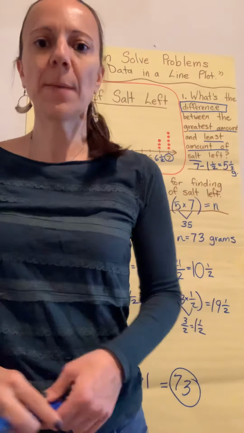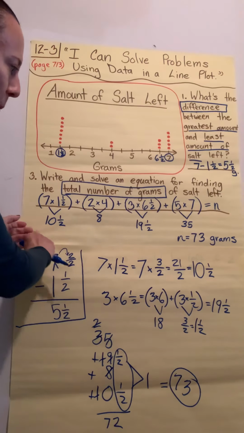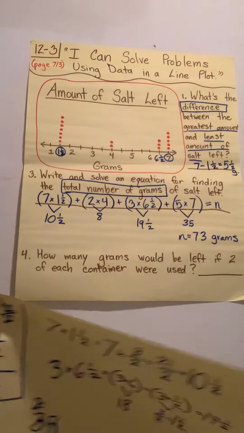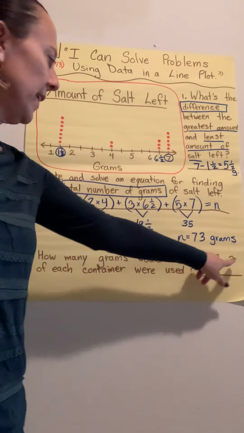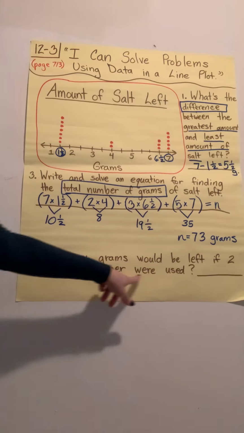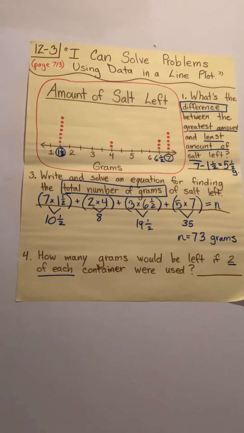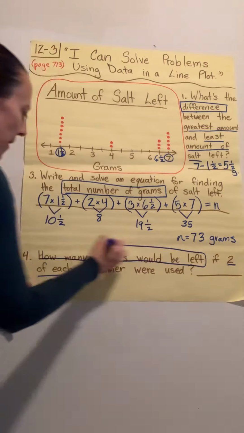Well, that was a lot of steps for one problem. Luckily, the next problem is a little bit more simple. It goes along with what we just did. The last problem about this line plot, number 4, says, how many grams would be left if 2 of each container were used? 2 of each, okay? How many grams would be left?